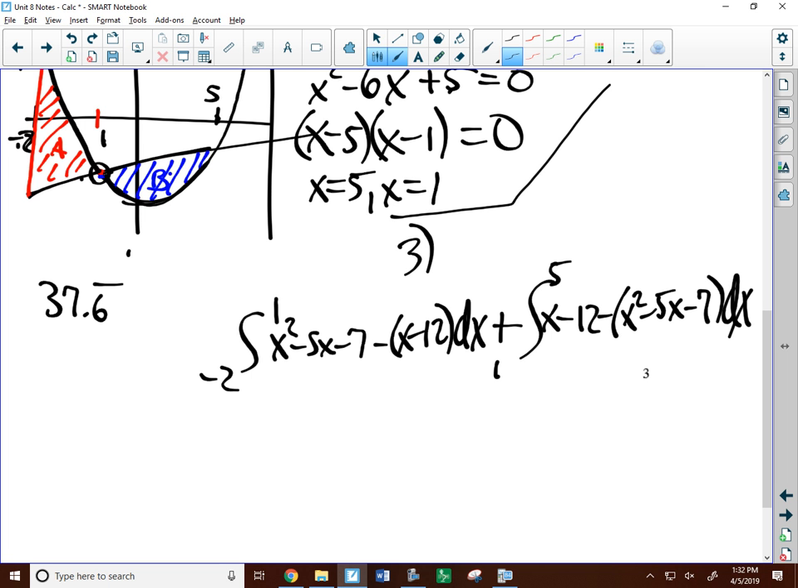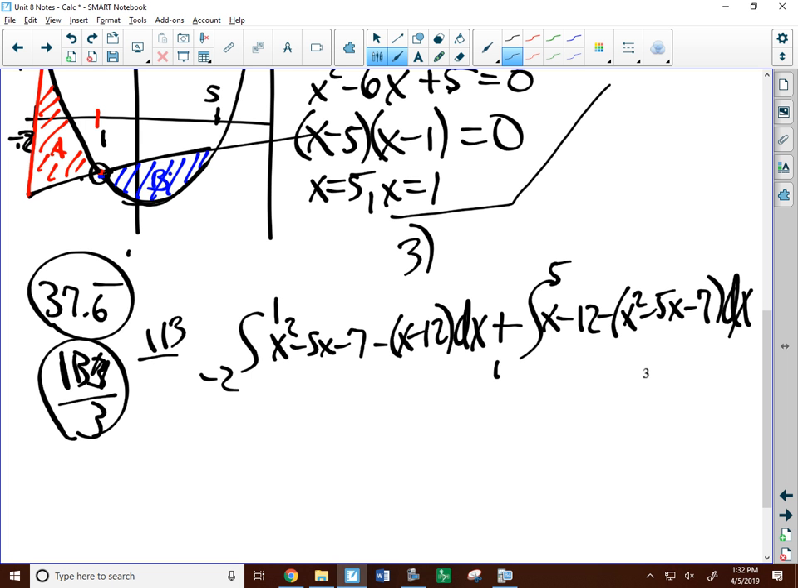So either one is good. 37.6 repeating, or 113/30. Either one. Oh, I wrote that wrong. I'm sorry, 113 thirds.